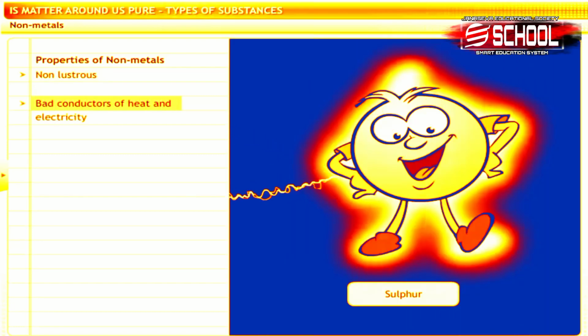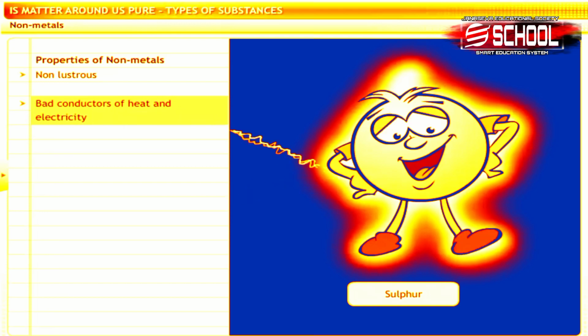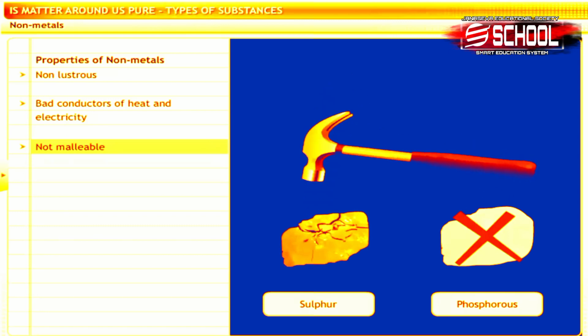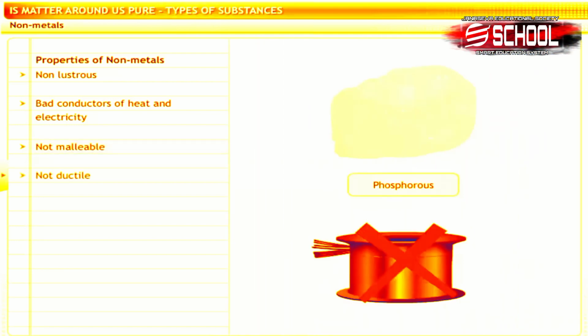Nonmetals are bad conductors of heat and electricity. They do not contain free electrons in them, so they do not conduct heat and electricity. For example, sulfur. They are not malleable. They cannot be drawn into sheets. For example, sulfur and phosphorus. Nonmetals are non-ductile. They cannot be drawn into wires. For example, phosphorus.